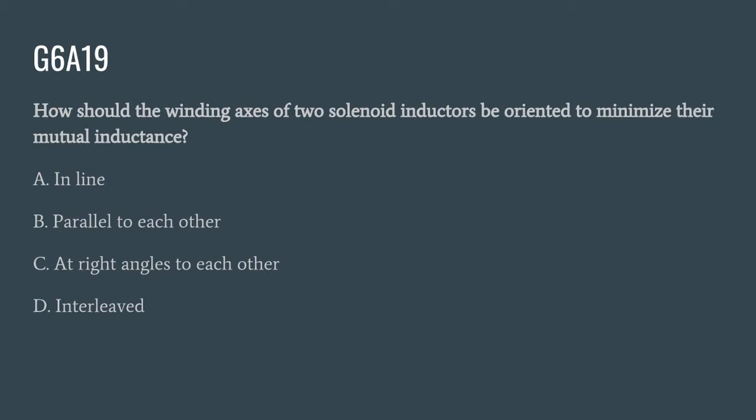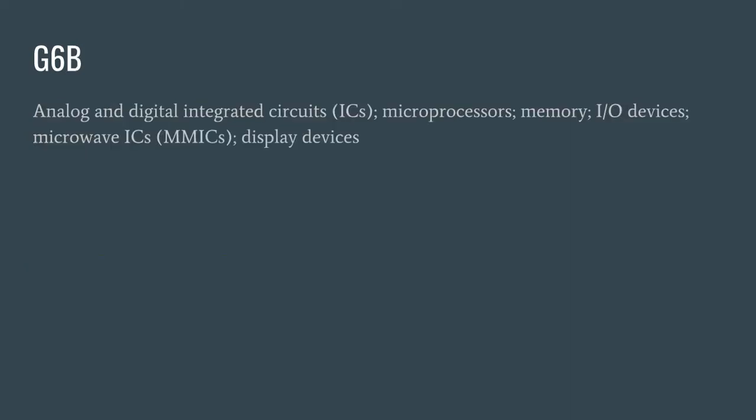A, in line, B, parallel to each other, C, at right angles to each other, or D, interleaved. Correct answer here is C, at right angles to each other. Moving on, G6B, analog and digital integrated circuits, microprocessors, memory, I/O devices, microwave ICs, MMICs, and display devices.